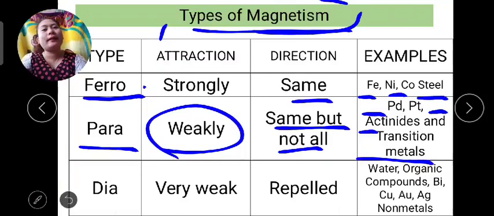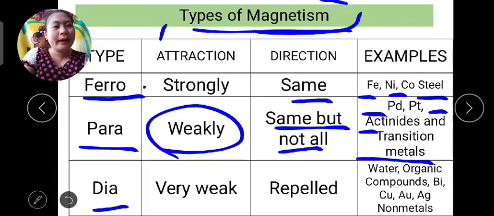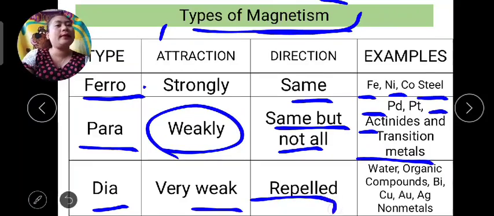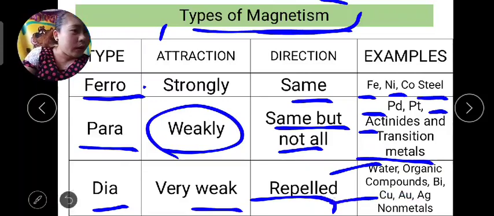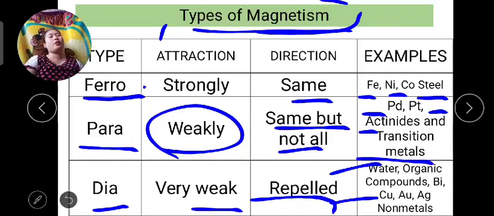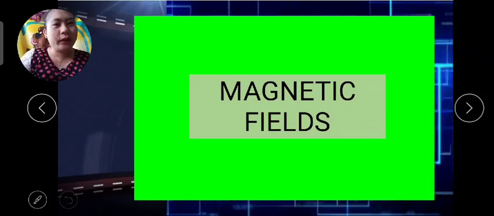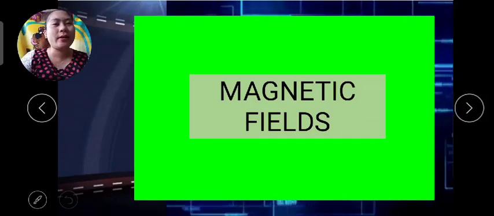Sunod is the diamagnetism. Diamagnetism is the weakest or has the weakest attraction among the three types of magnetism. Direction, it will repel. Next, example is water, organic compound, bismuth, copper, silver, gold, and non-metal. So those are types of magnetism. We have pero, para, and dia. Again, example. Which of the three types of magnetism is the strongest or has the strongest attraction?